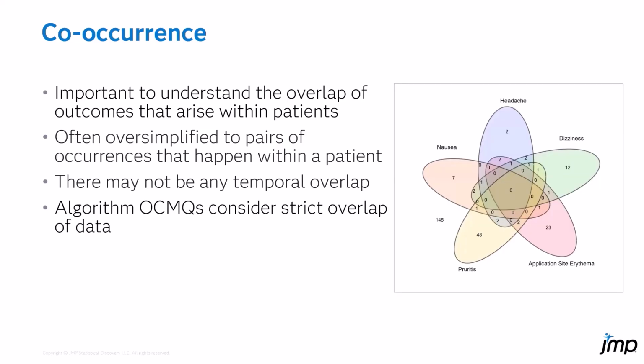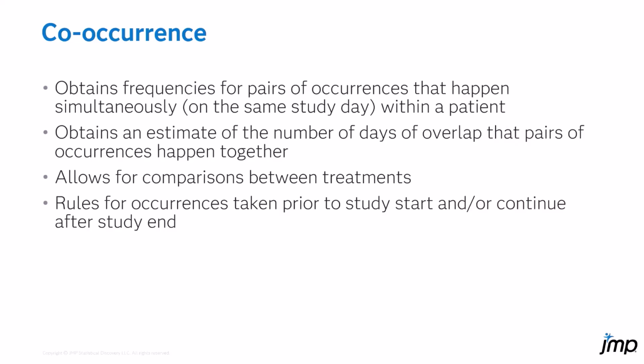So the FDA OCMQs, there's a couple algorithmic SMQs, and these look at strict overlap of the data to ensure that they're occurring within a certain temporal overlap with one another. So to that end, the co-occurrence platform is examining the frequencies for pairs of occurrences that happen simultaneously within a patient. And what do we mean by simultaneously? That they're occurring on the same day.